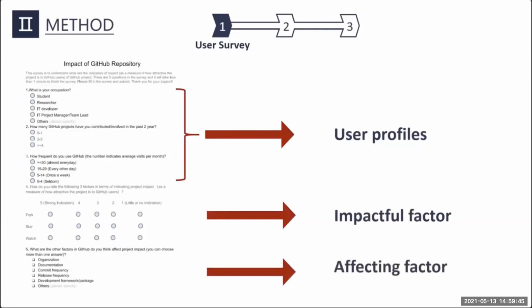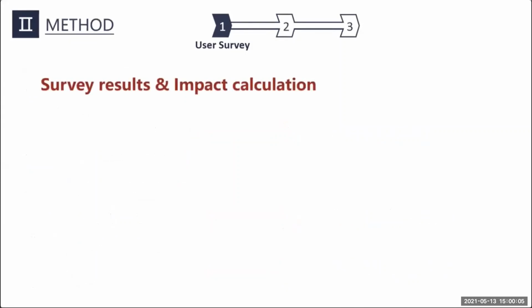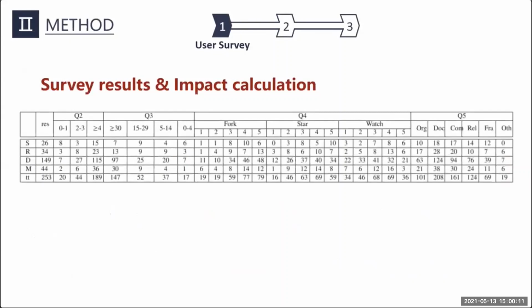After designing the survey questions, we released them to a lot of our industry collaborators and academic collaborators, and they circulated them around their personal platforms. As a result, we were able to collect around 260 survey results, among which 253 are valid. And these survey results were collected during a period of around 2 weeks.